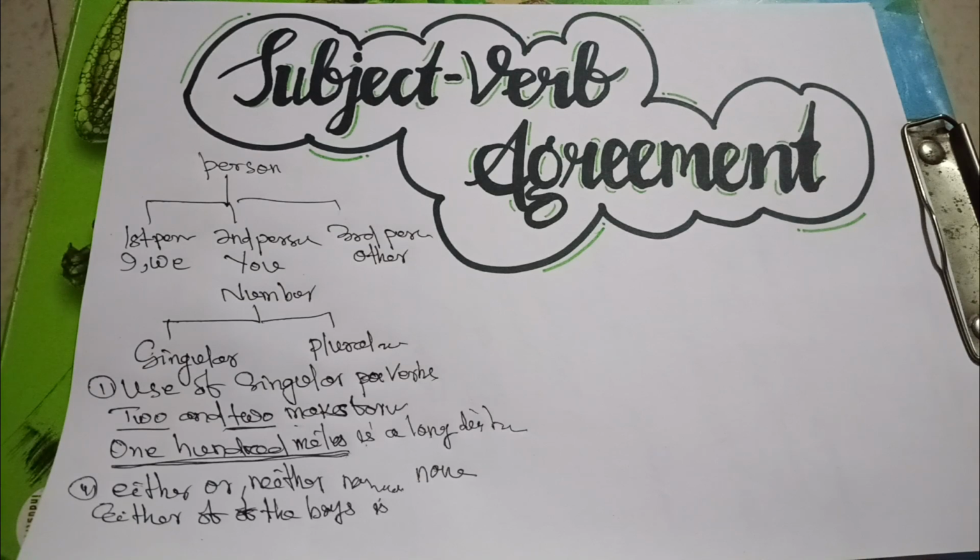A second example is: one of my friends lives in the nearby village. Here friends is plural, but it is connected with one of, so a singular verb is used. That singular verb is lives. Then point sixth, each of: when a plural noun is connected with each of, in that case also a singular verb is used.